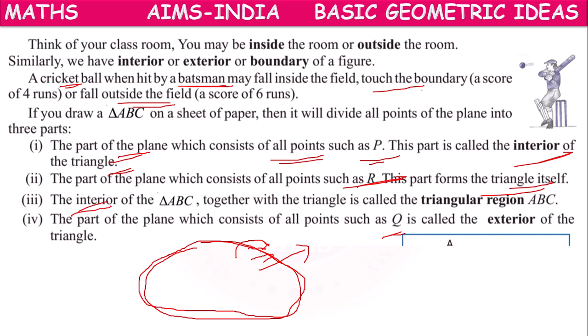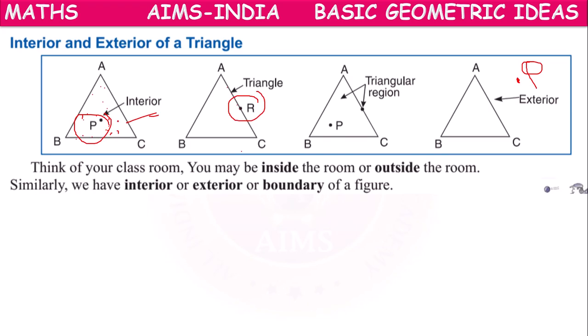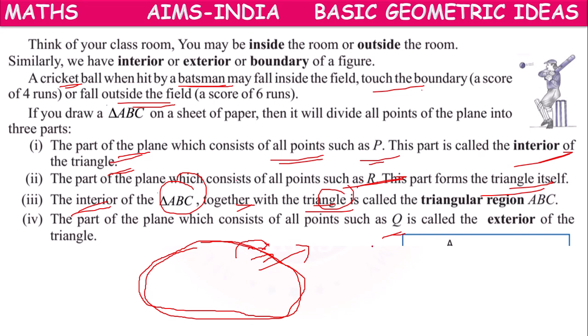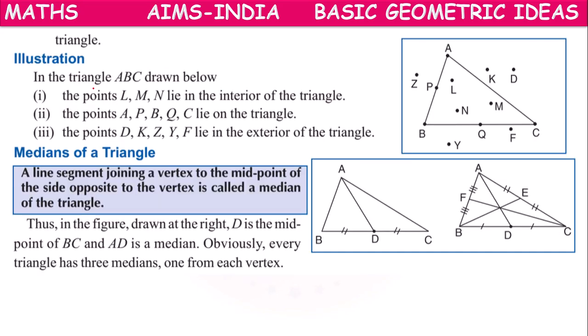The interior part of the triangle ABC together with the triangle, means P and R together, is called triangular region. Means interior part plus the triangle itself, these two parts combined is called triangular region. The remaining part is called exterior region. Next one. If you observe this triangle ABC, you have so many points here.